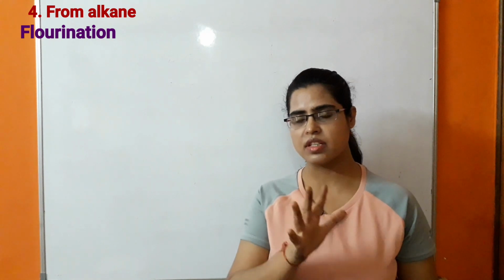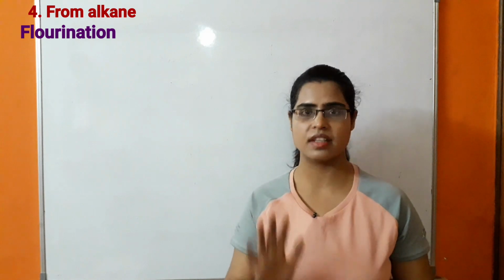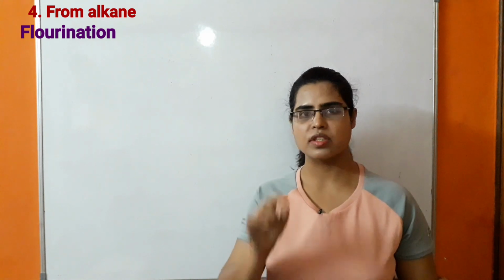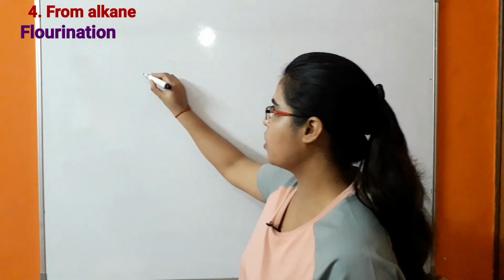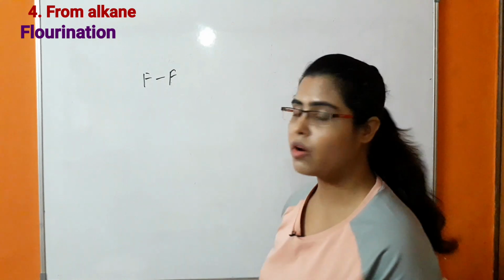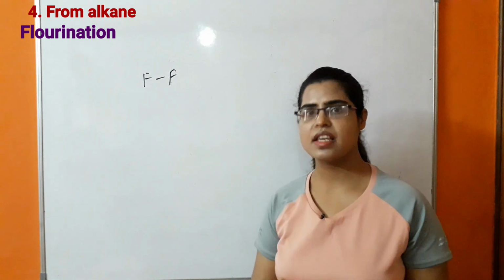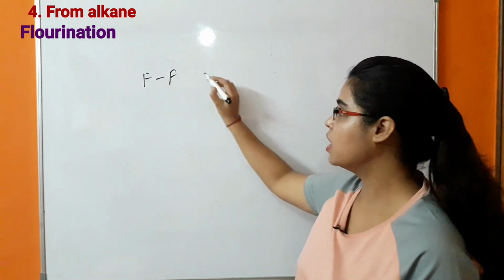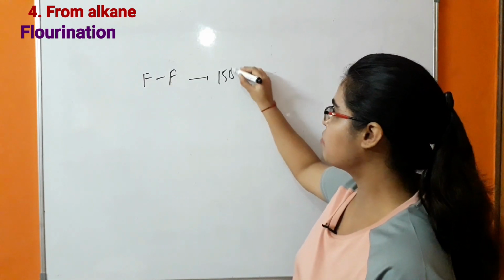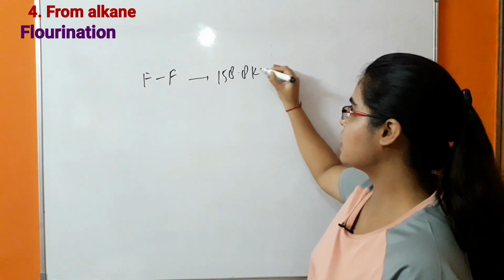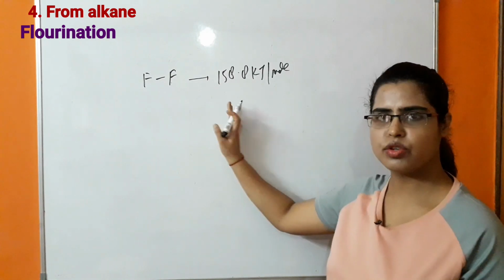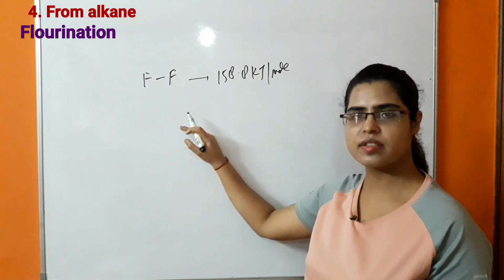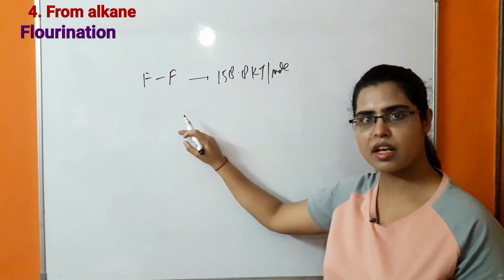It is because this reaction is having less significance. It is because the bond dissociation energy of fluorine-fluorine bond is very less. Very less energy is required to break fluorine-fluorine bond. How much energy is required? 158.8 kilojoule per mole. So this reaction takes place by the help of free radical mechanism.